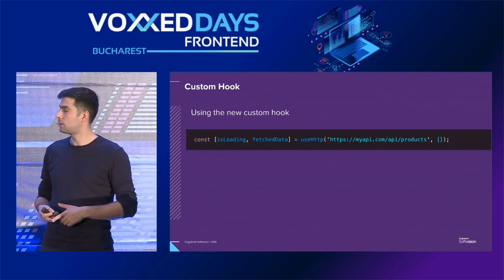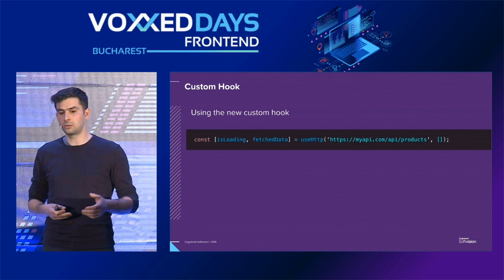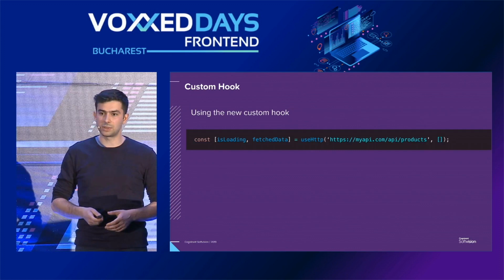And we are passing actually only the URL and the list of dependencies. So in our case, if the list of products would depend on something like, I don't know, a checkbox or something like that that needs to be updated, we can pass that as a dependency. Cool. OK, so we talked a lot about hooks in React.